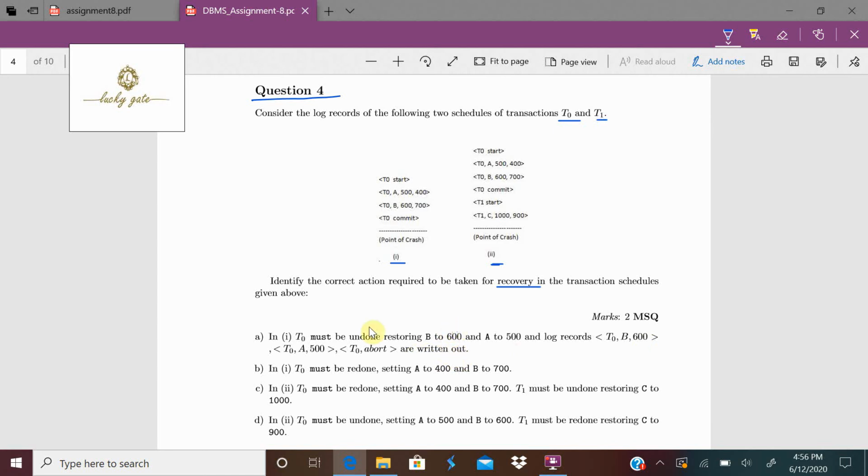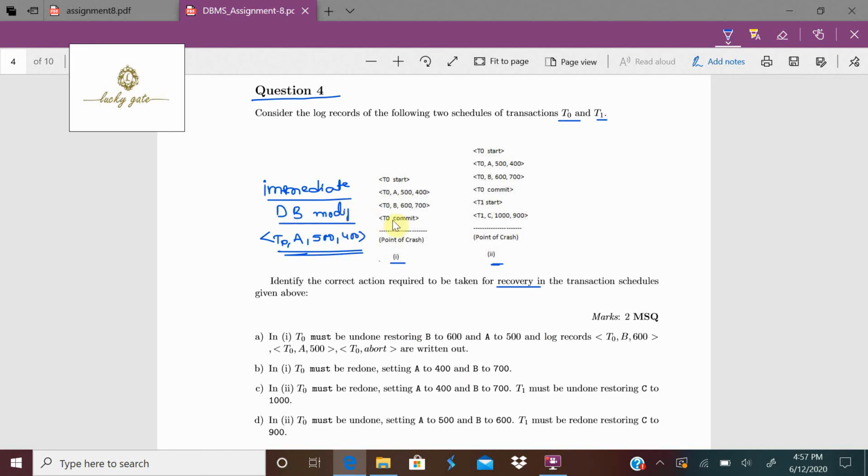Before checking the options, we'll check what is required for the recovery. These are log records based on immediate database modification. I identified this as immediate database modification because of the update log records. An update log record is of the form: transaction, what data item it has updated, its old value and its new value. So old and new values are required only for the immediate database modification scheme.